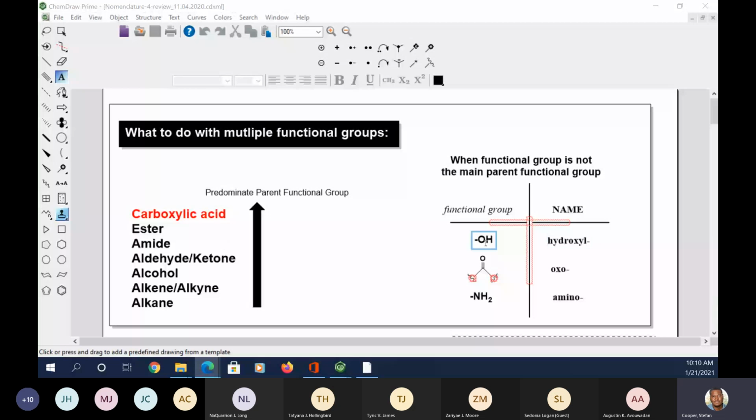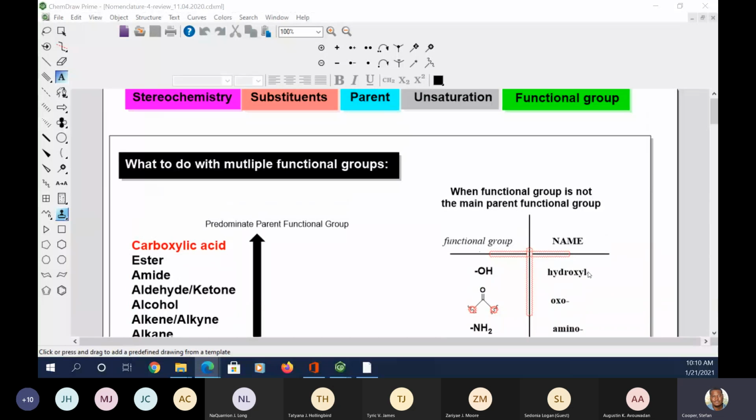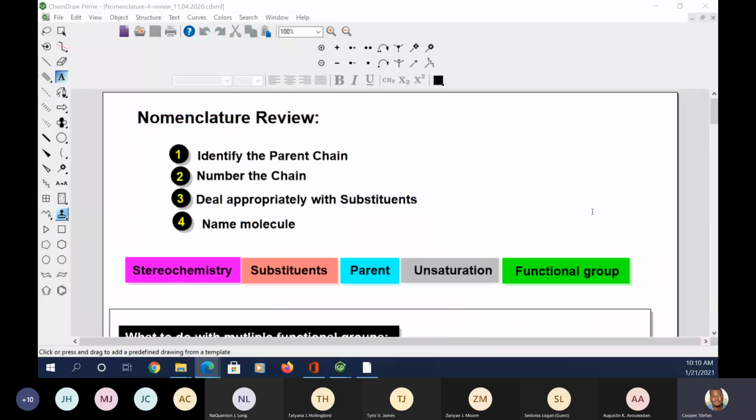All right, again, the ketone or aldehyde is losing to a carboxylic acid. This carbonyl just becomes oxo. And if the amine is losing to something else here, we just call it amino. All right, so we'll work on some of these examples here shortly. So I'm going to just draw up here really quickly. Could you guys help me name this molecule?